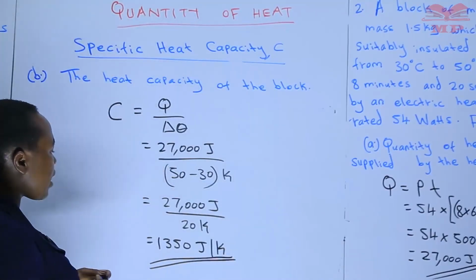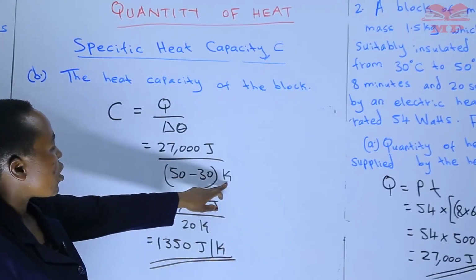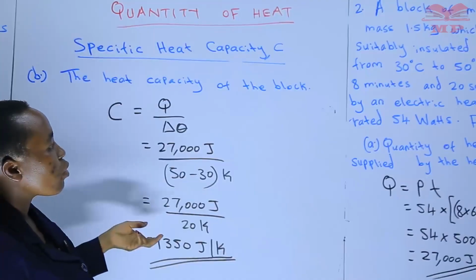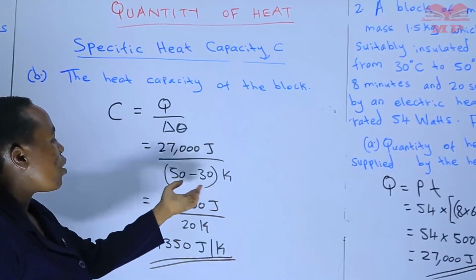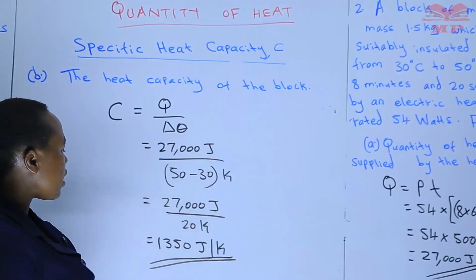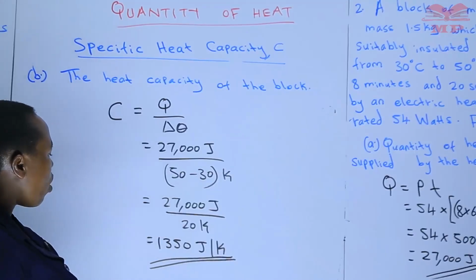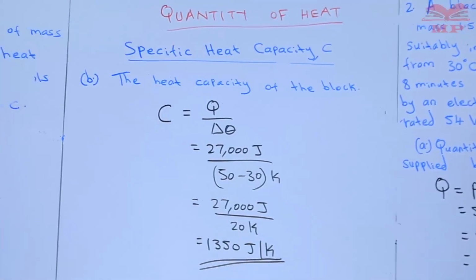Remember, we have said that this change is in Kelvin, which is the SI unit, because even if we get it in degrees Celsius, it's still 20. If we convert it into Kelvin, you still get the same. So we say that it is 20 Kelvin. So when you divide this, you end up getting 1,350 joules per Kelvin. So finally, part C of the question.